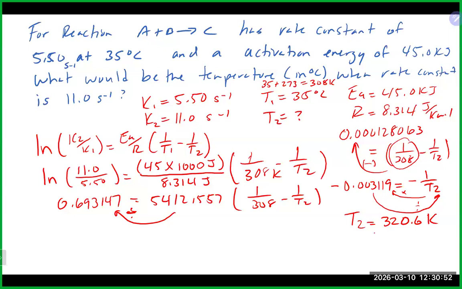To get to Celsius, we subtract 273, which gives about 47.6 degrees Celsius, give or take. Questions on that? I'm good with 273. If you like the 0.15, you can. It doesn't matter to me, but I'll go with just the 273.